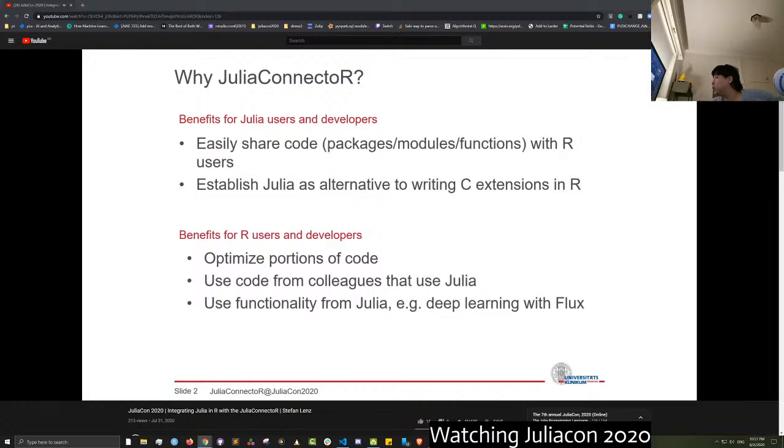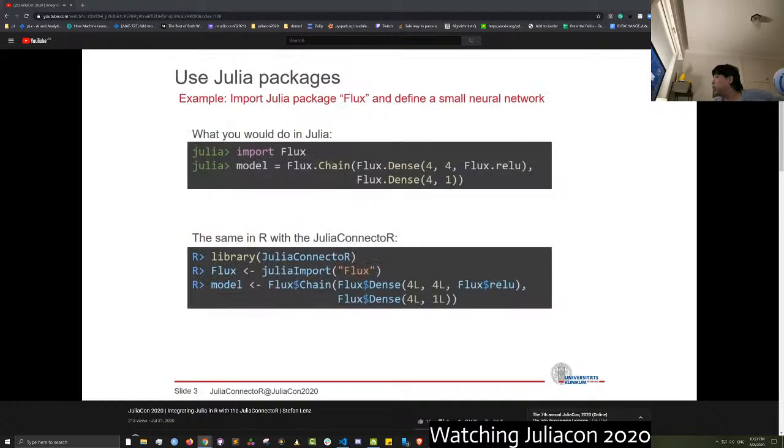In the following, I will use Flux as the main example for demonstrating some of the features of the Julia connector. Here you can see how easy it becomes to use functionality from Julia packages in R. For example, if you would like to create a neural network using Flux, you can do this in Julia in the following way. You call dense to create densely connected neural network layers with the given numbers of units and an activation function. These layers can then be connected with the chain function.